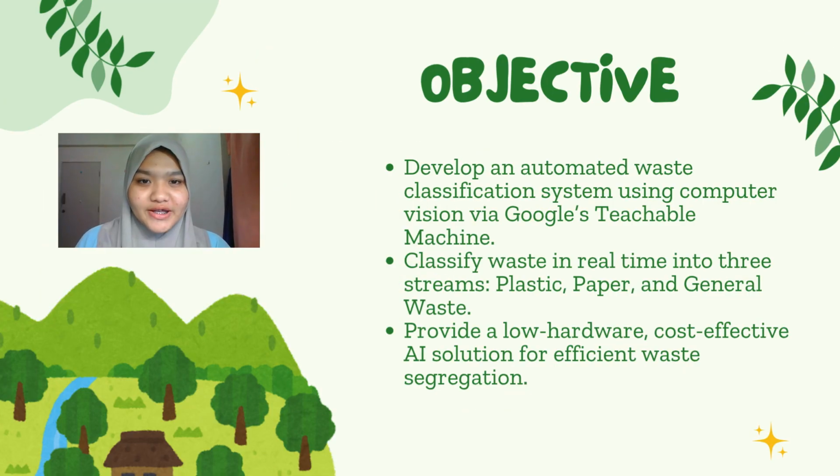The objective is to develop an automated waste classification system using computer vision via Google Teachable Machine. Next, to classify waste in real time into three categories, which are plastic, paper, and general waste. Lastly, to provide a low hardware, cost-effective AI solution for efficient waste segregation.